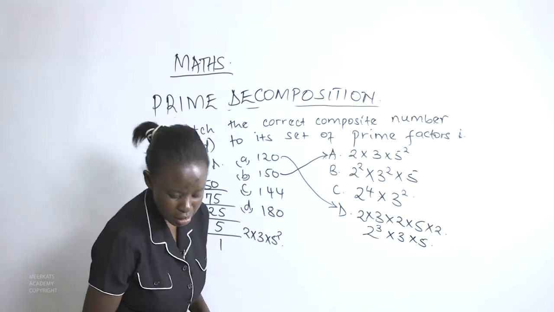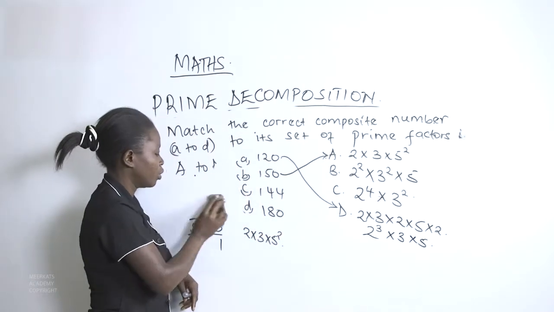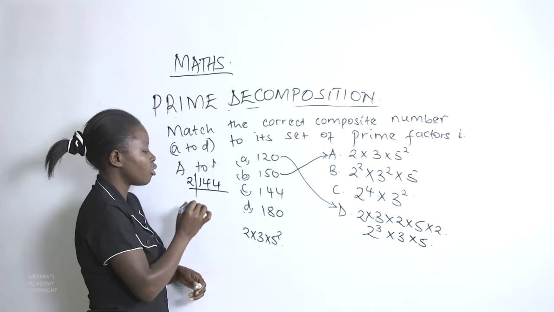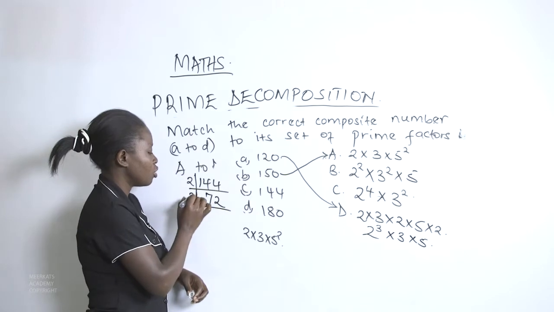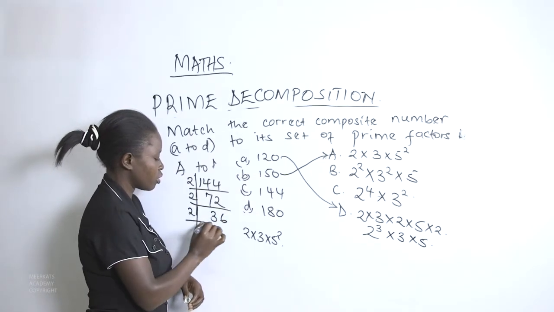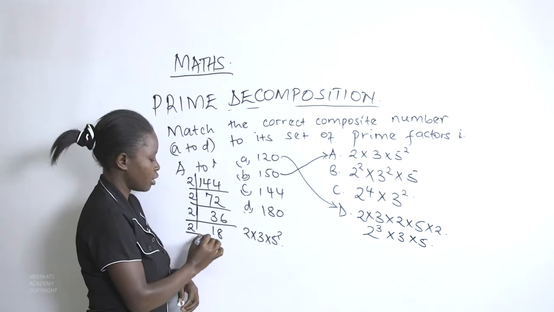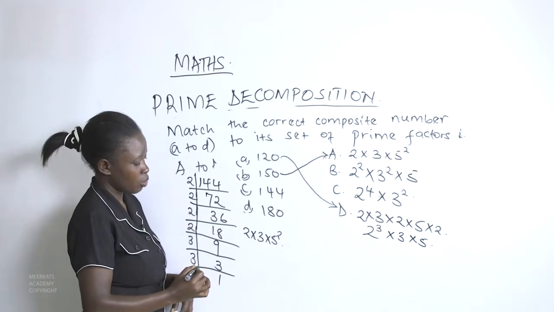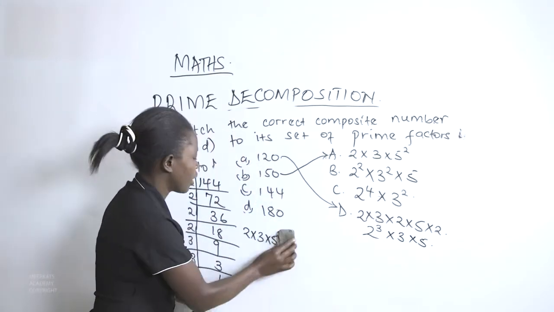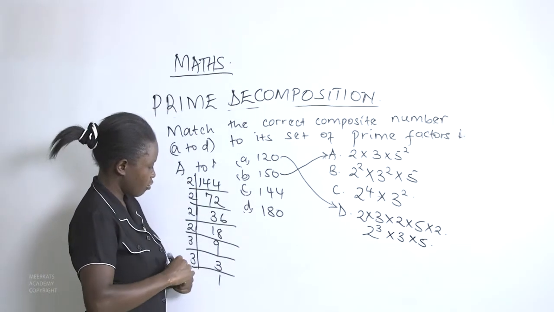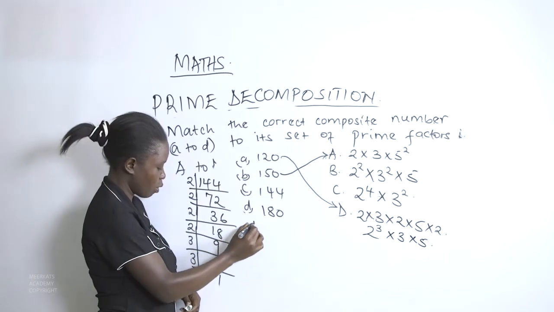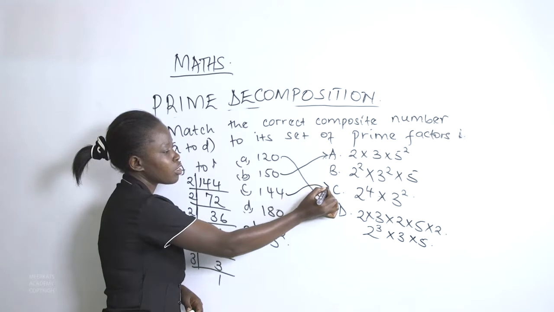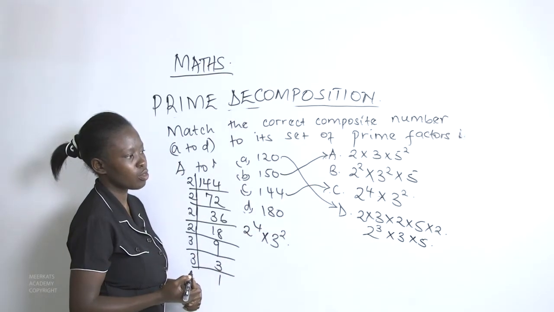The next number is 144. Getting the prime factors of 144, we have 2 into 144, that is 72. 2 into 72, we have 36. 2 into 36 is 18. 2 into 18, 9. Then 3 into 9 is 3, and 3 into 3, we have 1. So expressing 144 as a product of its prime factors, we have 2 repeated 4 times, so that is 2 to the power of 4, then times 3 to the power of 2. So 144 on this side matches with 2 to the power of 4 times 3 to the power of 2.